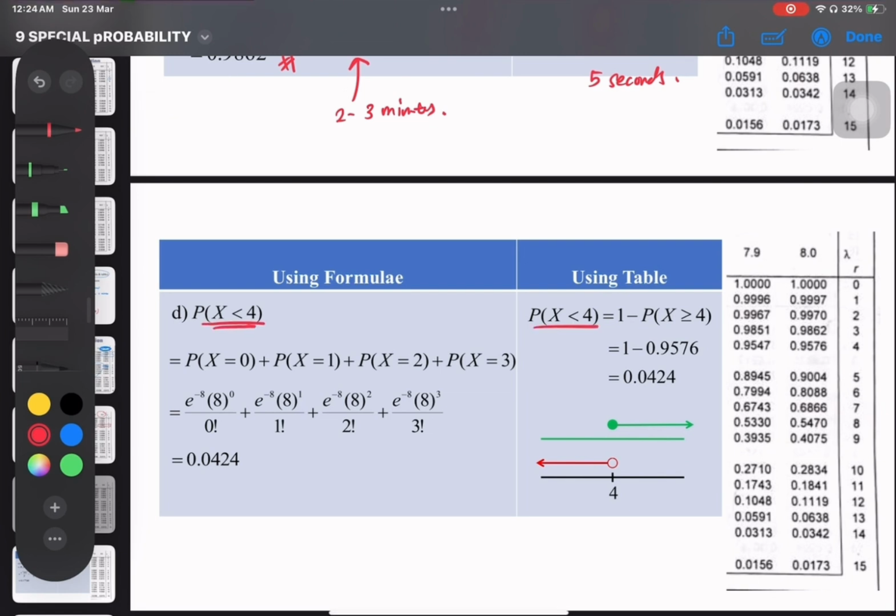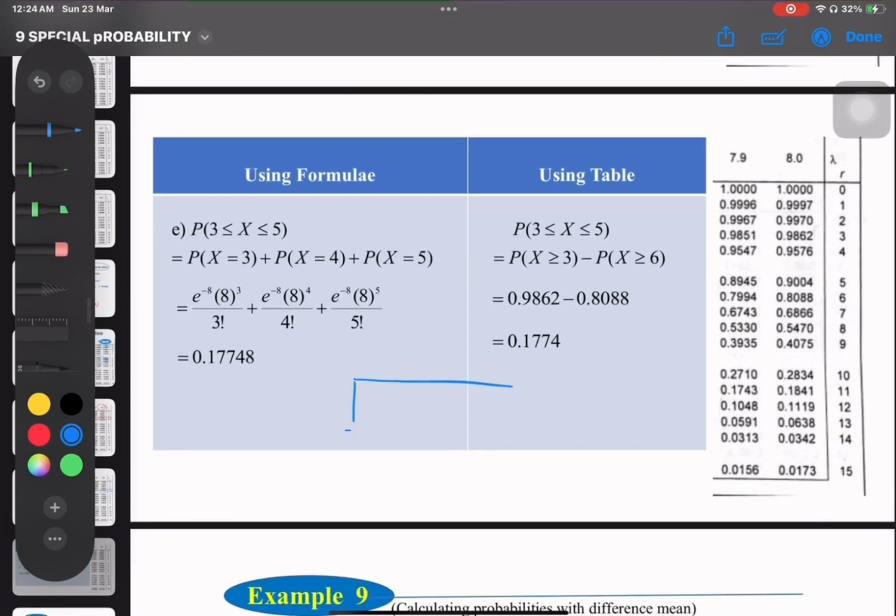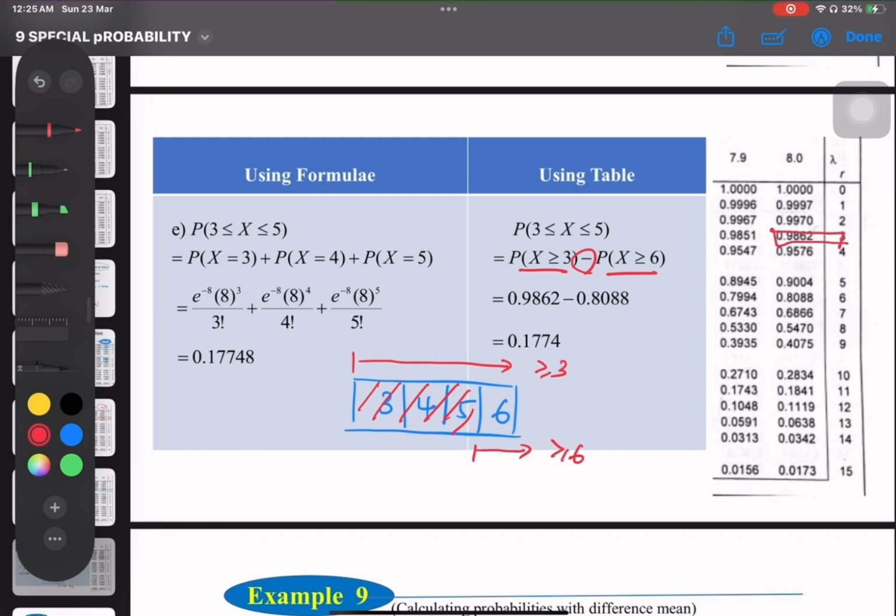For probability x less than 4, we can use the properties. Use 1 minus probability x greater or equals to 4 and you can get the answer. Last but not least, for probability x in between 3 and 5 inclusive. So draw a box, we can see it only includes 3, 4 and 5. So we use probability x greater or equals to 3 minus probability x greater or equals to 6. Leave the answer in 4 to 5 decimal places.